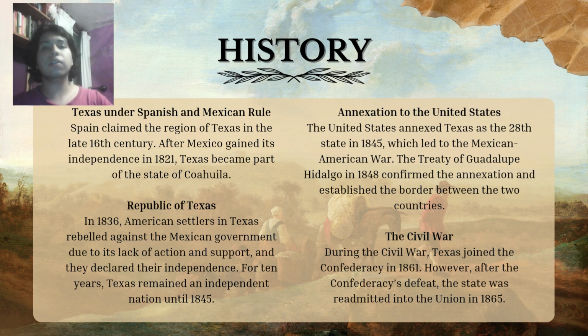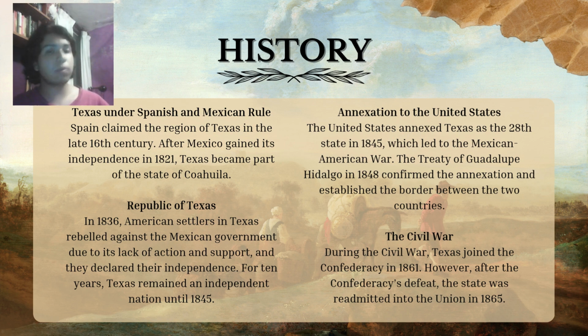Over time, tensions began to grow between the American settlers living in Texas and the Mexican government. In 1836, tired of the lack of support from the central government, these settlers decided to rebel. That's when they declared the independence of Texas, forming the Republic of Texas. For nearly 10 years, Texas existed as an independent nation with its own government, flag, and foreign relations. In 1845, Texas was annexed by the United States, becoming the 28th state in the Union.